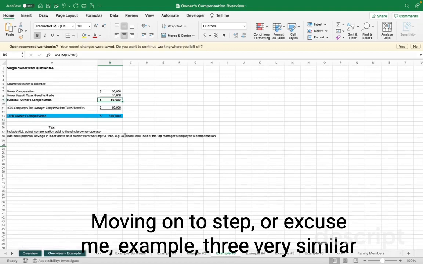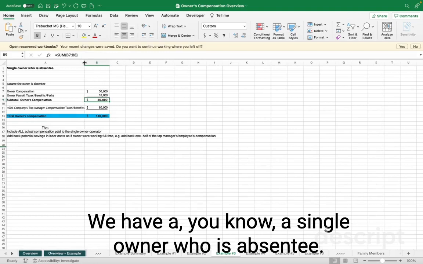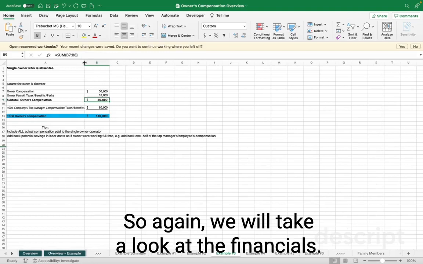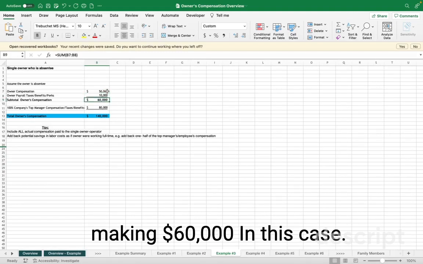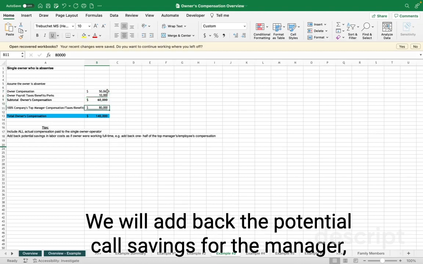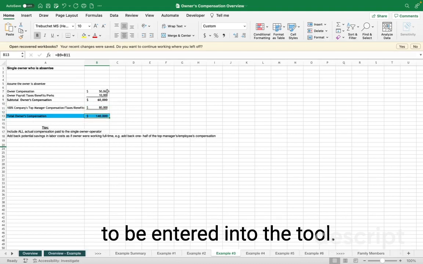Moving on to example 3, very similar to our previous example. We have a single owner who is absentee. So again, we will take a look at the financials. We will find out what they had historically been making, $60,000. In this case, we will add back the potential cost savings for the manager. And then we have a total of $140,000 of total compensation to be entered into the tool.